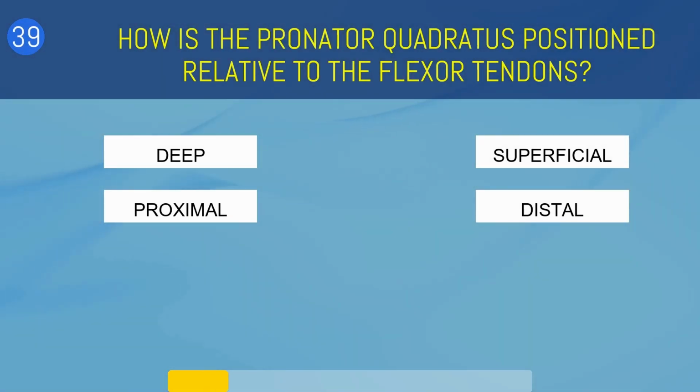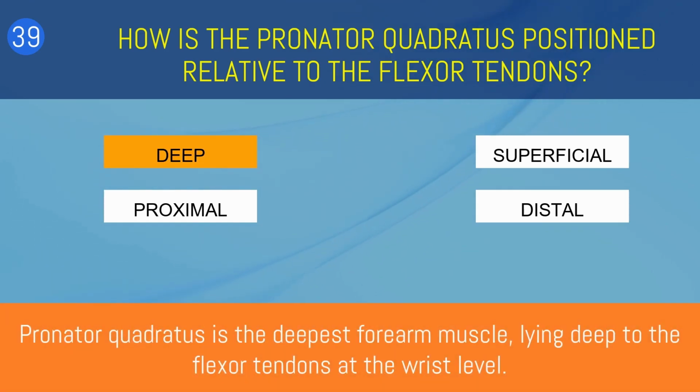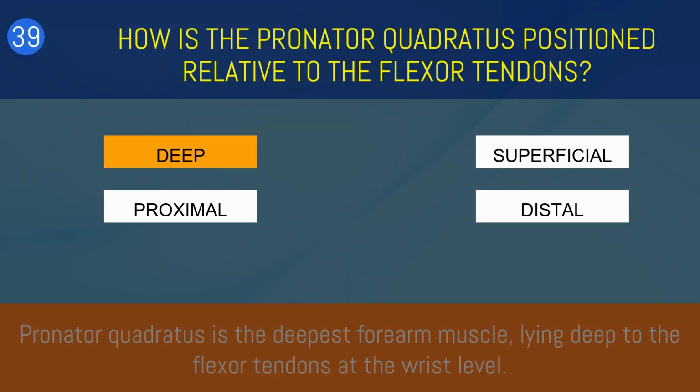How is the pronator quadratus positioned relative to the flexor tendons? Deep, proximal, superficial, or distal? Deep. Pronator quadratus is the deepest forearm muscle, lying deep to the flexor tendons at the wrist level.